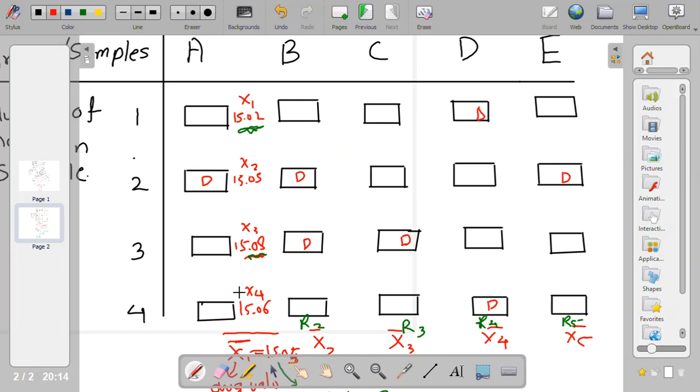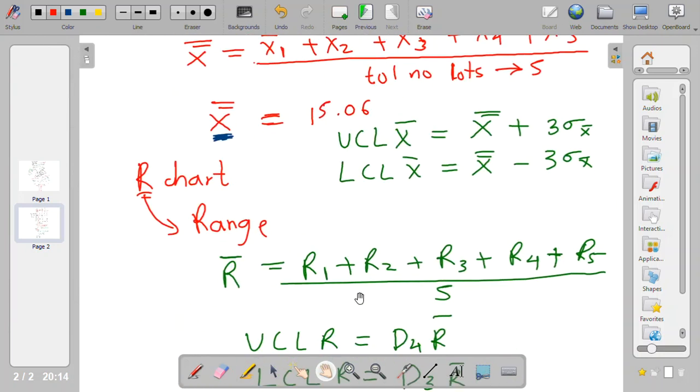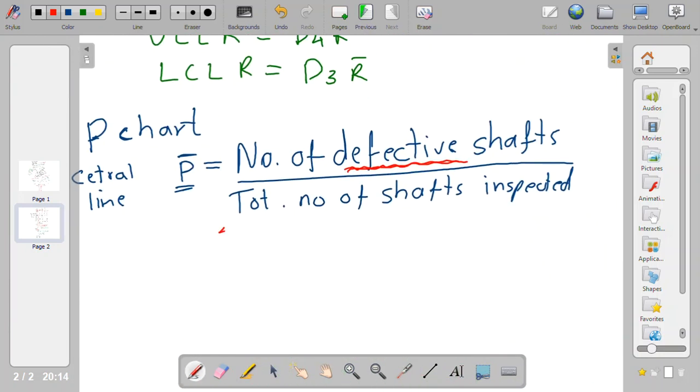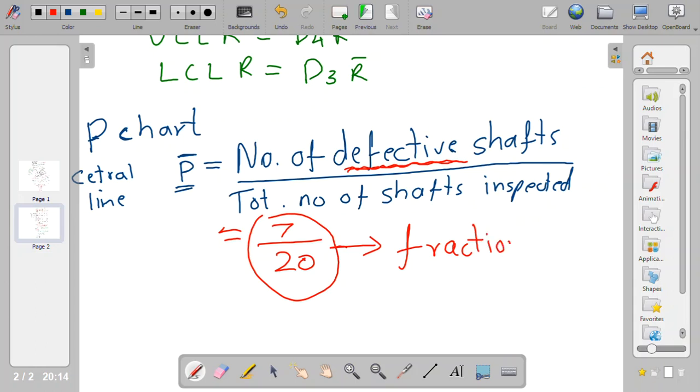20 shafts are total. In one sample 4 items were there, in the second sample 4 items, like that 20 shafts are there. So what is our value? 7 divided by 20. This value we are calling fraction defective.